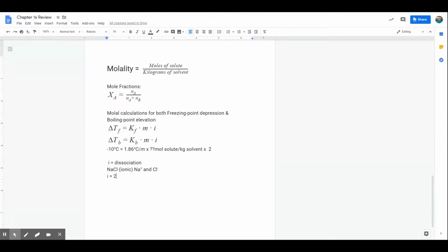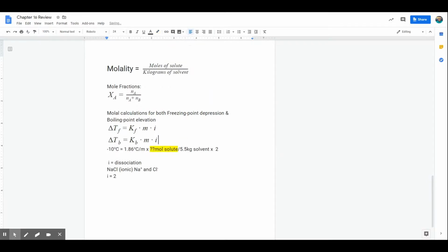So then you would need to be given one of those two. So in the case of, let's say, a question from the book, you could be told that you have 5.5 kilograms of solvent. So then you would have to solve for this value right here.